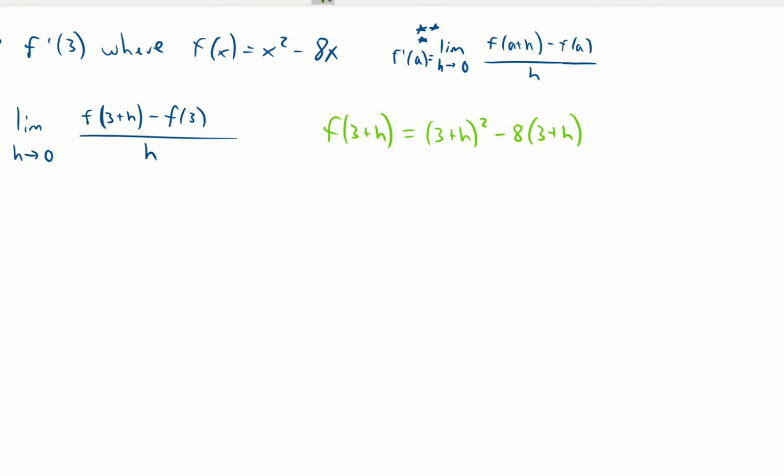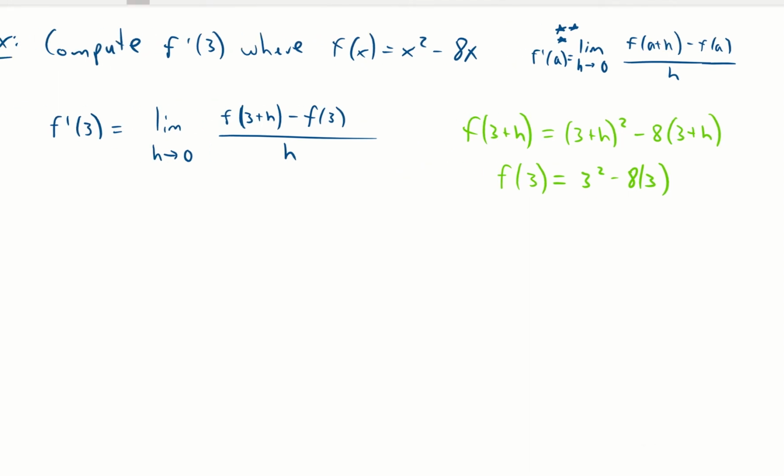Okay. If I plug in 3, that one's a little more straightforward. If I plug in 3, that's going to end up being 3 squared minus 8 times 3. And we'll compute that in a second. So what I want to do is show that substitution happening over here in our limit, our derivative. So we want the limit as h approaches 0 of f of 3 plus h. Well, f of 3 plus h means take whatever I plug in and square it, minus 8 times whatever I plug in. That's going to be the top left part of my fraction, minus f at 3.